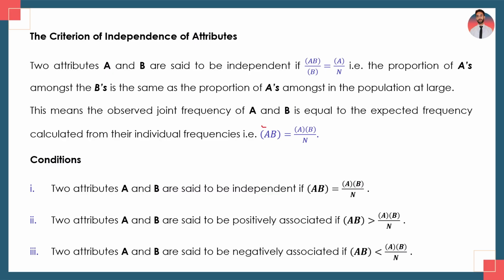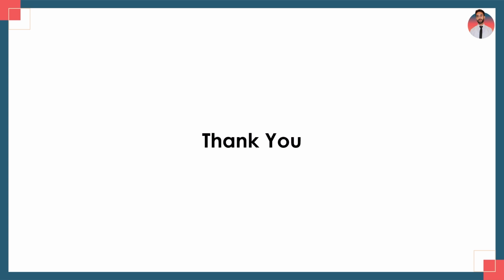ए बी ब्रैकेट बराबर है A ब्रैकेट इंटू B ब्रैकेट ओवर N. अगर दोनों लेफ्ट हैंड साइड राइट हैंड साइड के बराबर है तो it means that independent, otherwise both attributes are not independent. Now students, in this lecture some important terms or definitions of the chapter 18 association of attributes has been discussed. इंशाल्लाह students next lecture में आपसे मुलाकात होगी next topic के साथ.